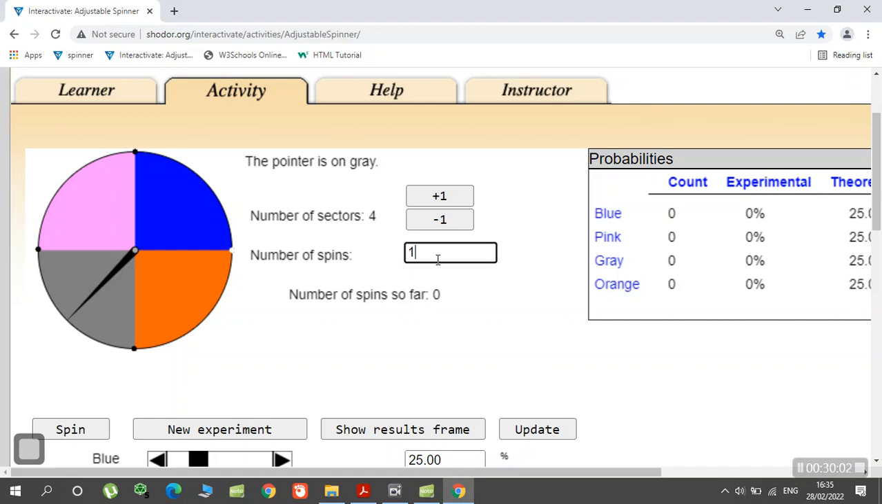Let's start a new experiment. Let's spin it 10 times. Spin. Now 20, 40%, 30%, 10%. New 10 spins. 15, 45, 30. Again it changes. With more spins, different results. But theoretical is not like that. Experimental is about doing something. Theoretical is about the values.